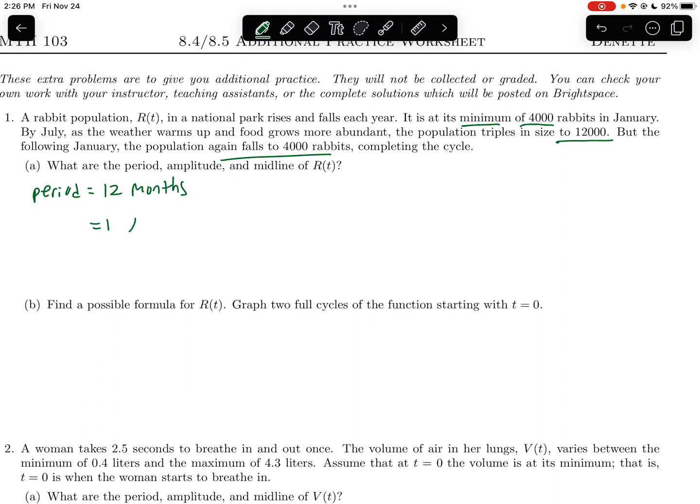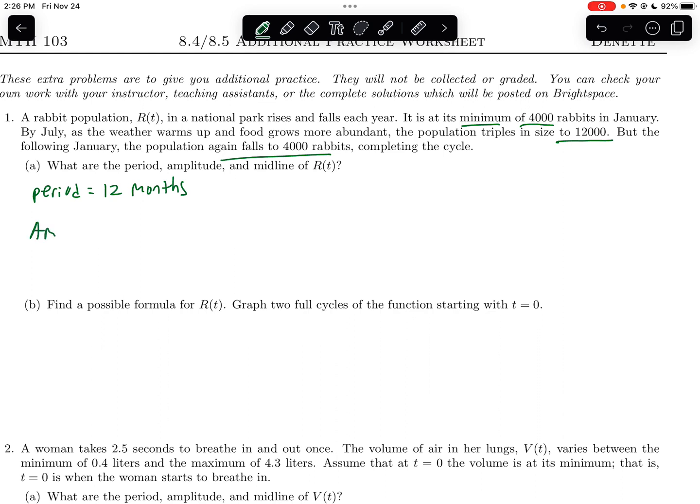If you said 1 year, that's correct, but it's not what we want, because the units have to match the units of the input variable, which are measured in months. If it was years, July would be 7/12 for the input variable. That's a pain to work with and not what we're going to do. So the period is 12 months.